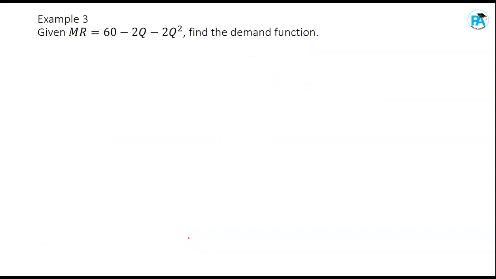Example 3 says, given marginal revenue to be 60 minus 2Q minus 2Q squared, find a demand function. Now to find a demand function, listen to me carefully. The first thing you have to do is to find the total revenue function.